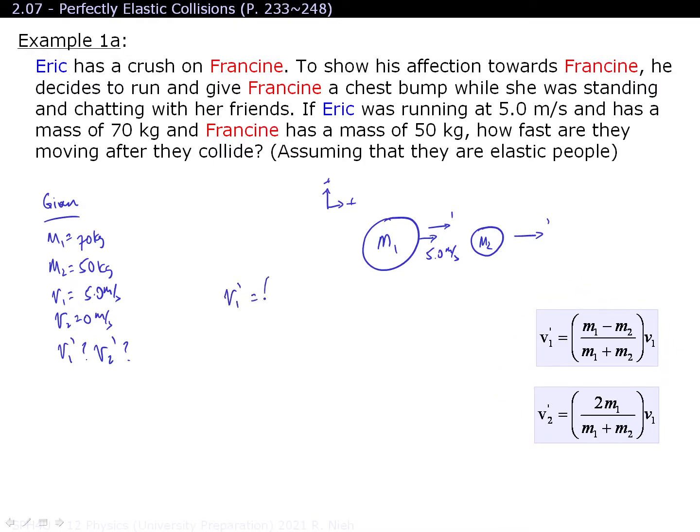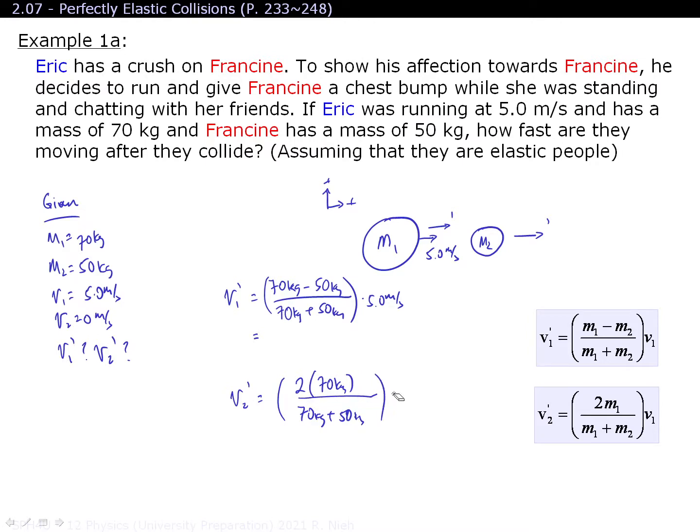V1 apostrophe is equal to mass number 1 minus mass number 2, divided by mass number 1 plus mass number 2, multiplied by the velocity of object number 1 at 5 meters per second. You can rinse and repeat for V2 apostrophe as well. So double the 70 kilograms divided by 70 kilograms plus 50 kilograms, all multiplied by 5 meters per second.